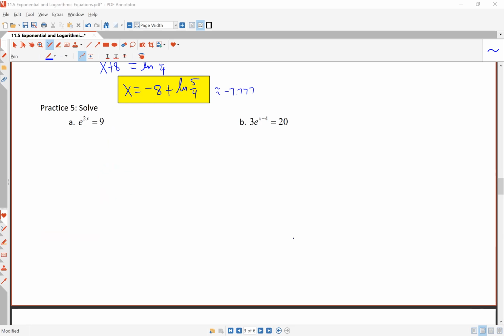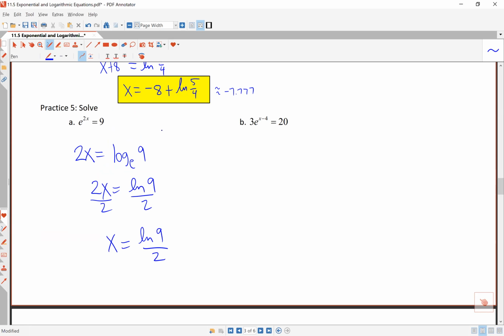In letter A, the exponential portion is isolated, e to the 2x. The exponent is 2x, and the base is e in order to get 9. So we have 2x is equal to, the log base e is the natural log of 9. Solving for x, we divide by 2 and get x is equal to the natural log of 9 divided by 2.